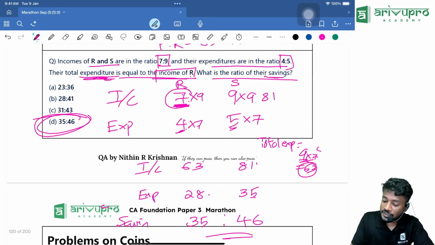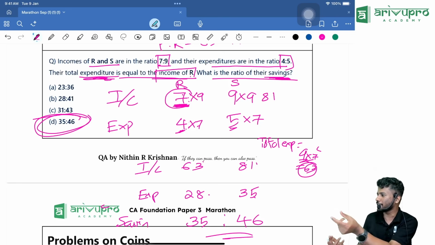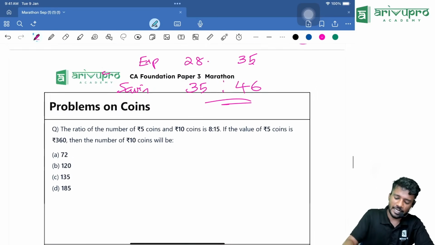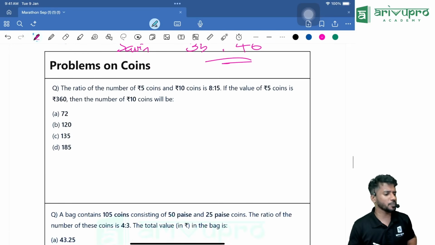They are asking for the savings ratio. The normal method will take a lot of time. Nothing else is given, only the ratios are given. Something should be given to get the answer, that's why we are doing it this way. Now, problems based on coins.